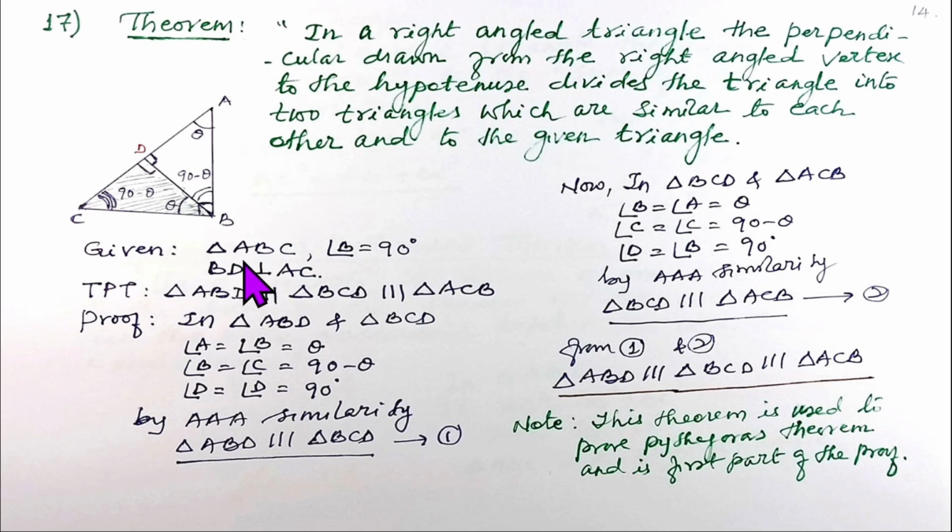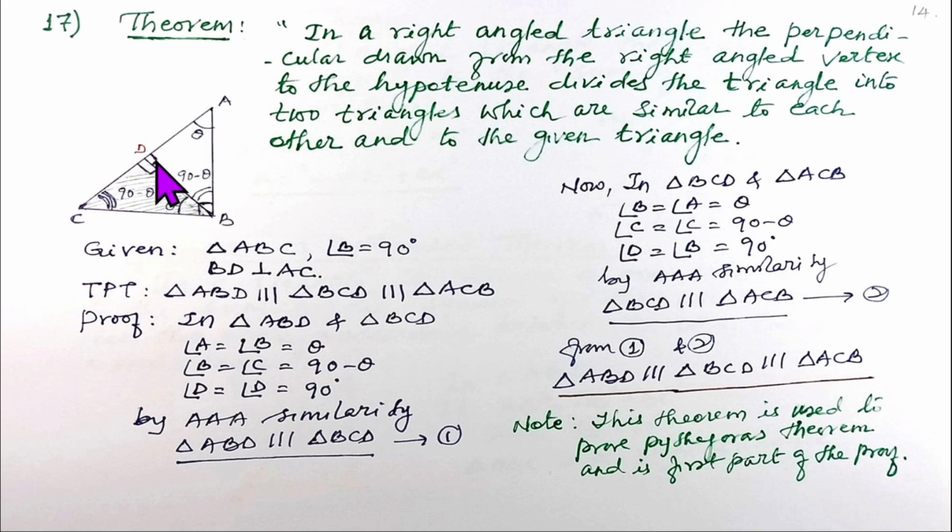Now what is given to us? We are given a triangle ABC. Angle B is 90 degrees, BD is perpendicular to AC. Now we have to prove that triangle ABD is similar to triangle BCD and similar to triangle ABC. It is enough for us to prove that the three angles of each triangle are correspondingly equal. So let us understand the proof.